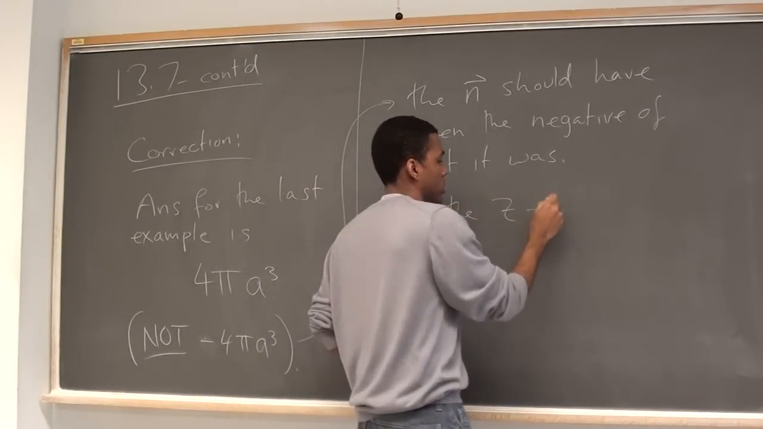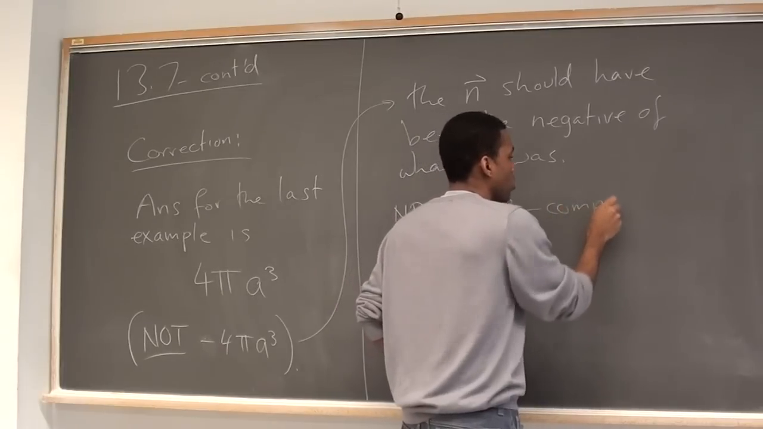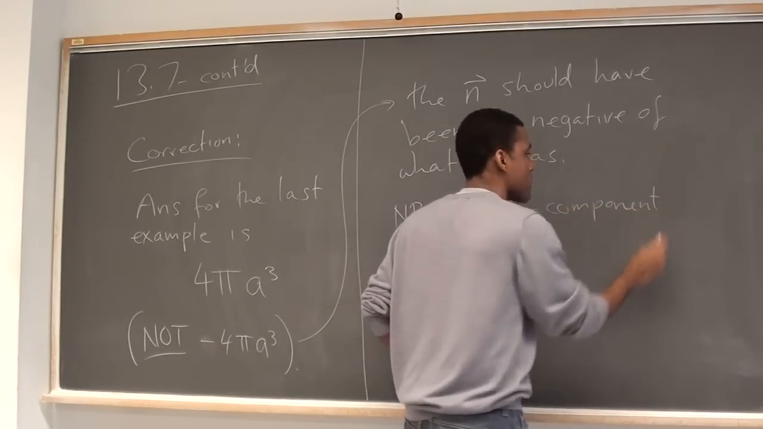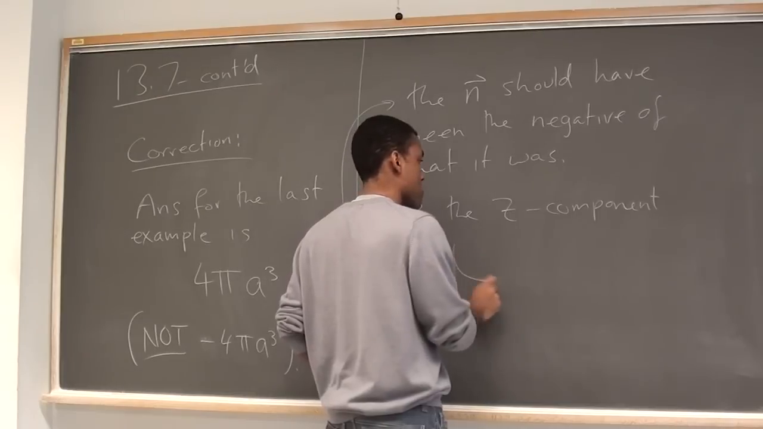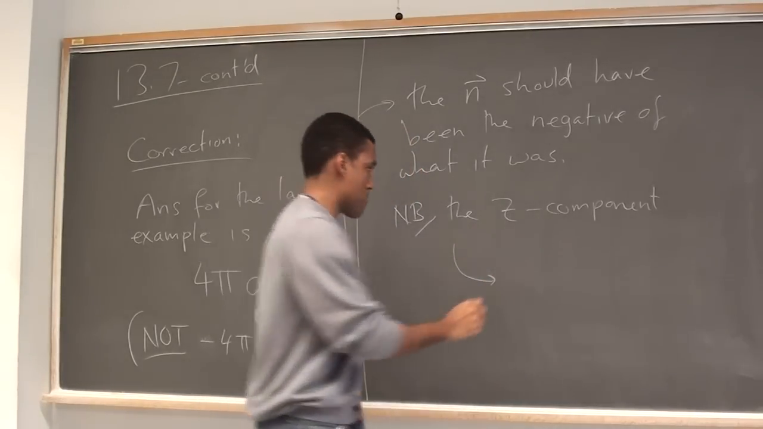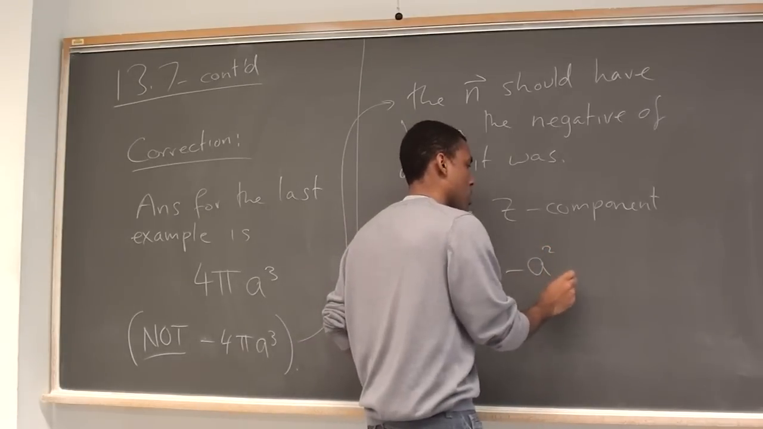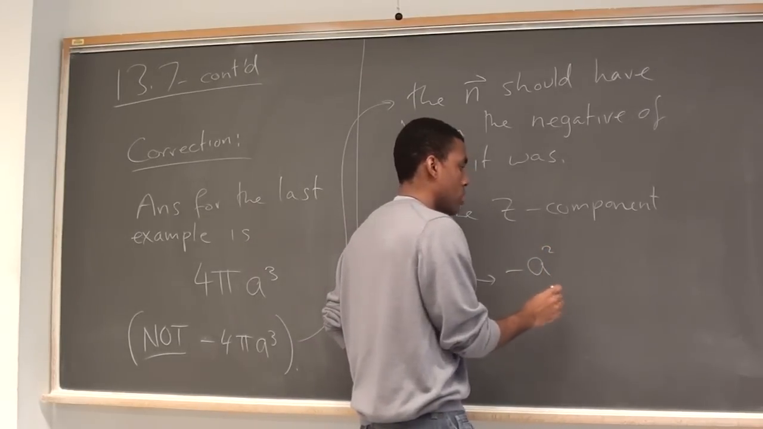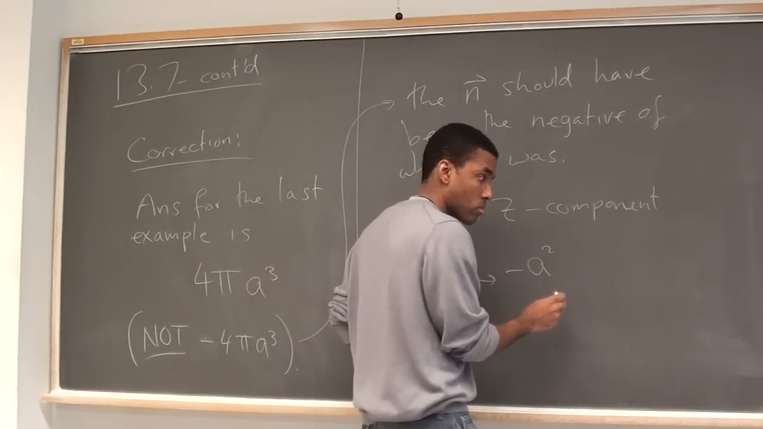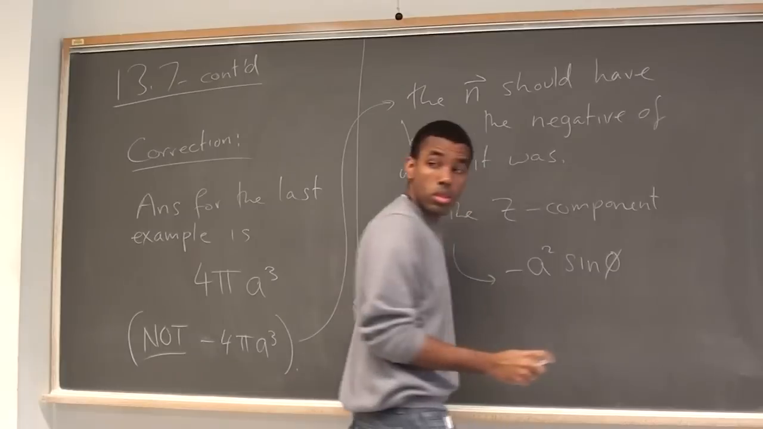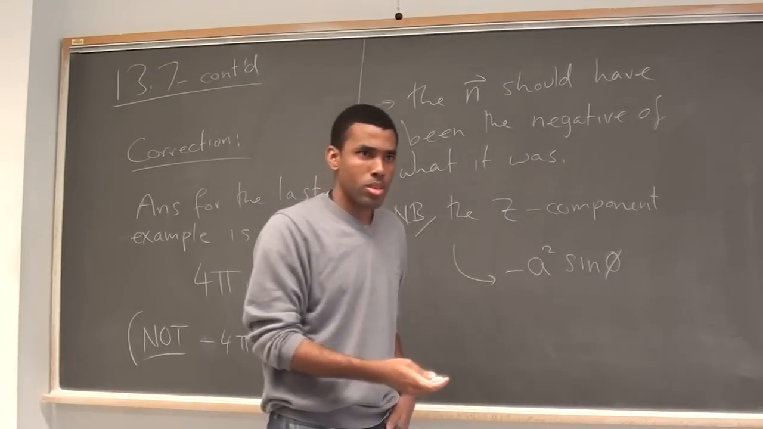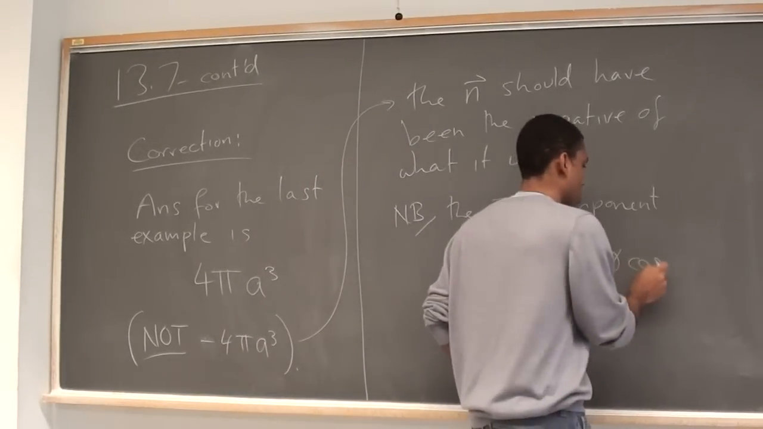Note the z component. What was the z component in our vector? I think it was negative a squared sine c cosine c squared. No, not squared. Sine c cosine c. Yeah.